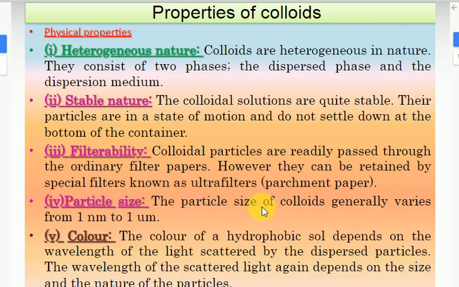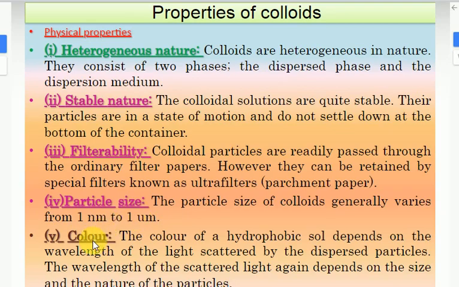Particle size. The particle size of a colloid generally varies from 1 nanometer to 100 nanometers. Just remember 100 nanometers. Clear. So next one is the color of the particles.